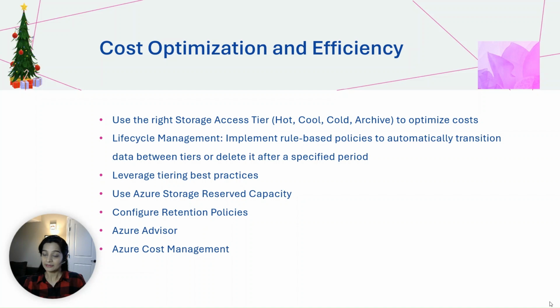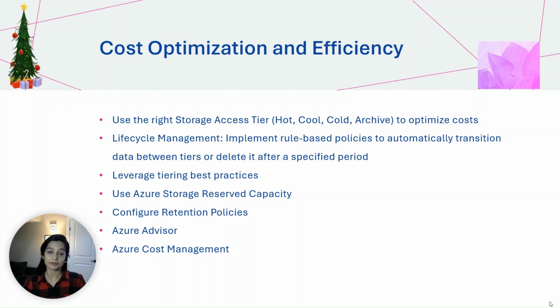Organizing data by access frequency is key to optimizing storage costs. Azure Blob Storage provides multiple access tiers: hot, cool, cold, and archive, designed for different data access patterns. Choosing the appropriate tier based on access frequency and usage patterns can significantly reduce costs.